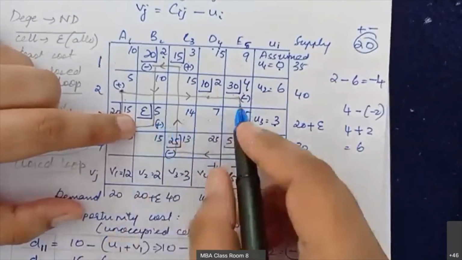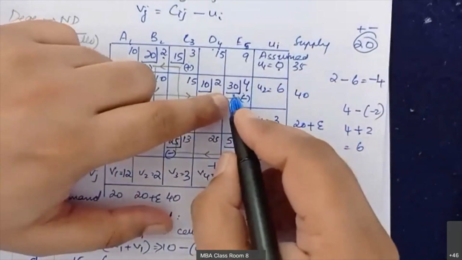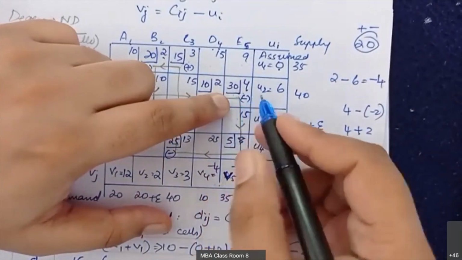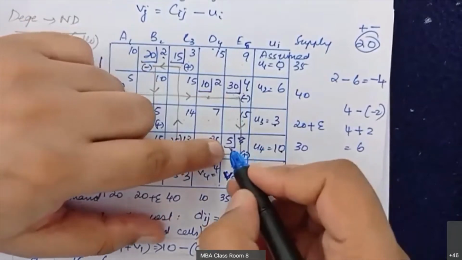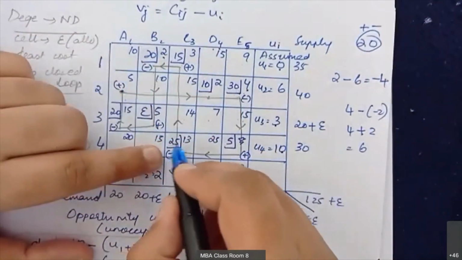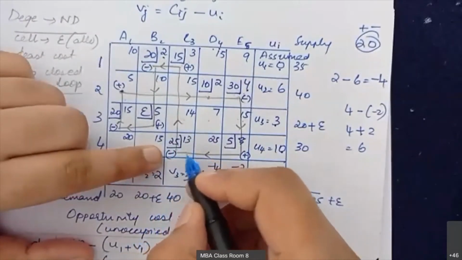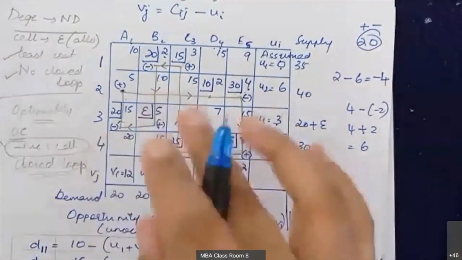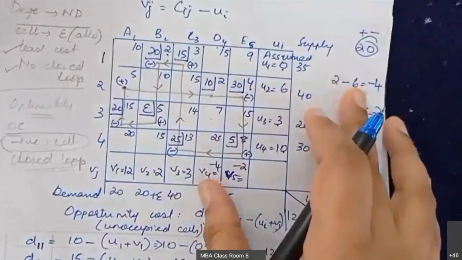Then in this cell, the sign is negative. So 30 minus 20. In this cell, my sign is positive. So it is 5 plus 20. In this cell, my sign is negative. So it will be 25 minus 20. So with these values, I'm going to draw the next table. So I have a table over here.